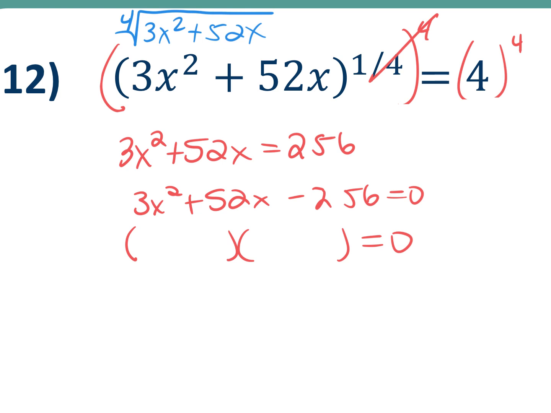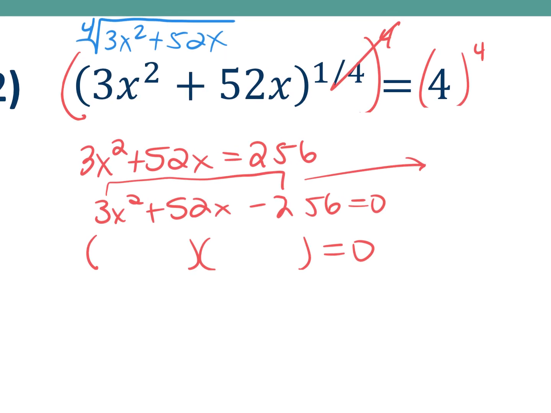I need factors of, God bless, factors of what? What's 3 times negative 256? Negative what? 768. Okay, so I need factors of negative 768 that multiply to give me negative 768, but add to give me 52. X plus 64, x minus 12.